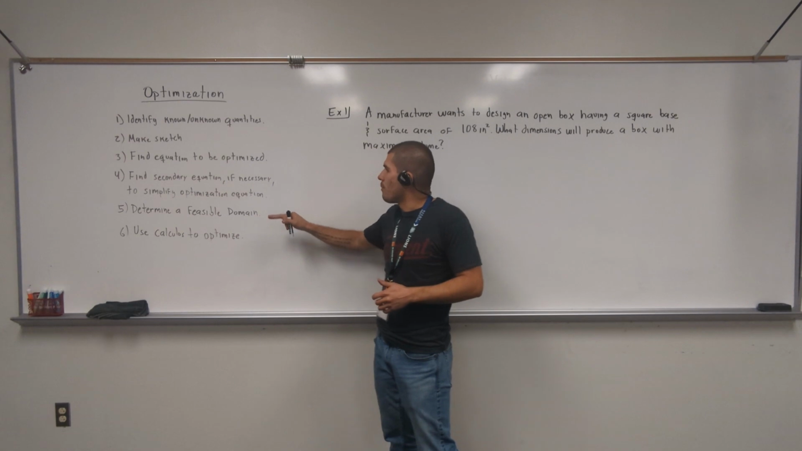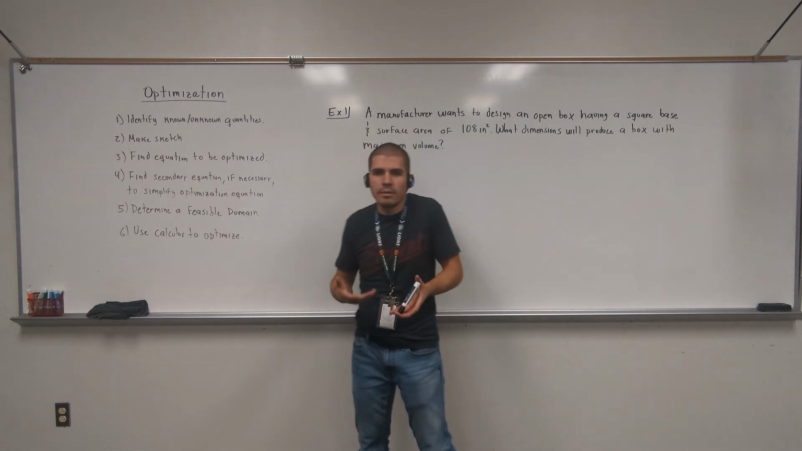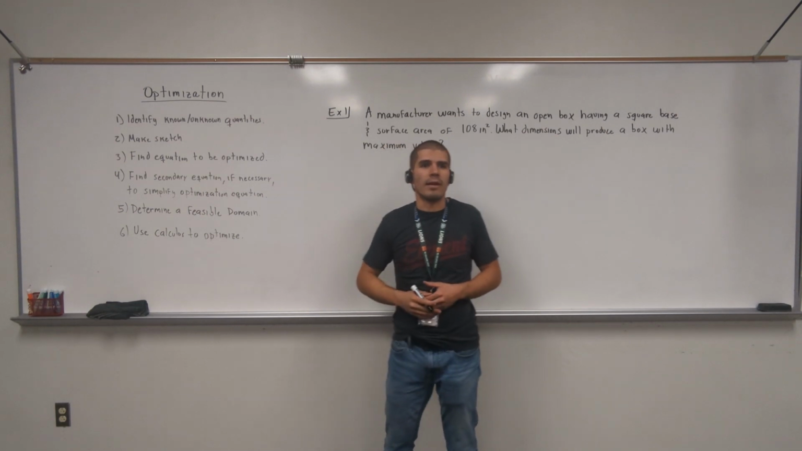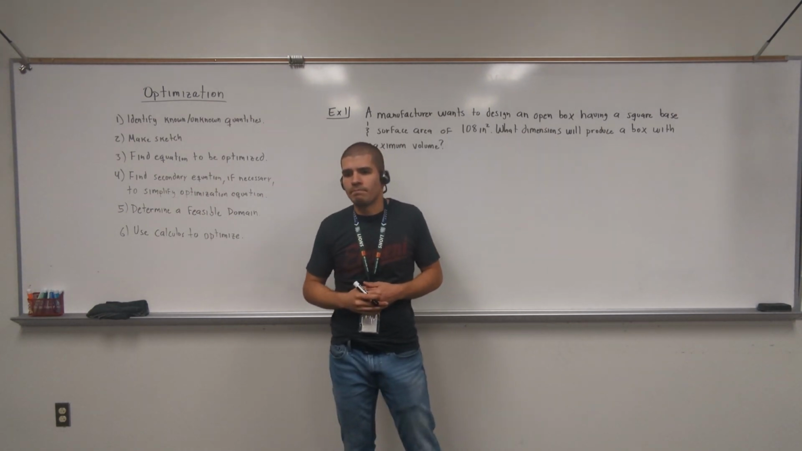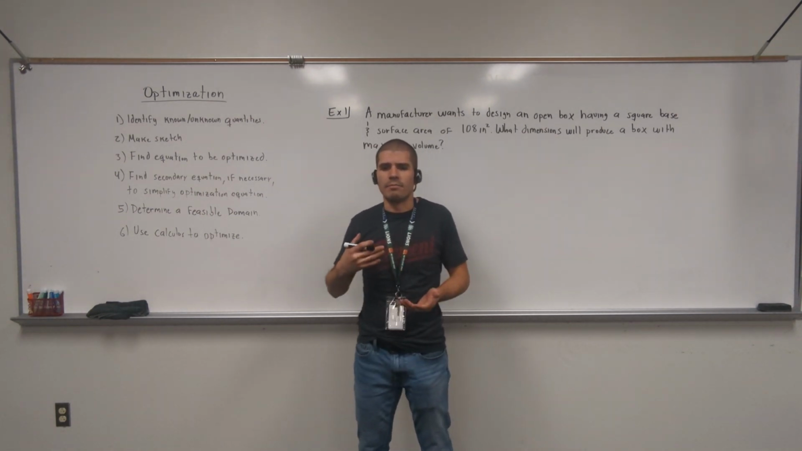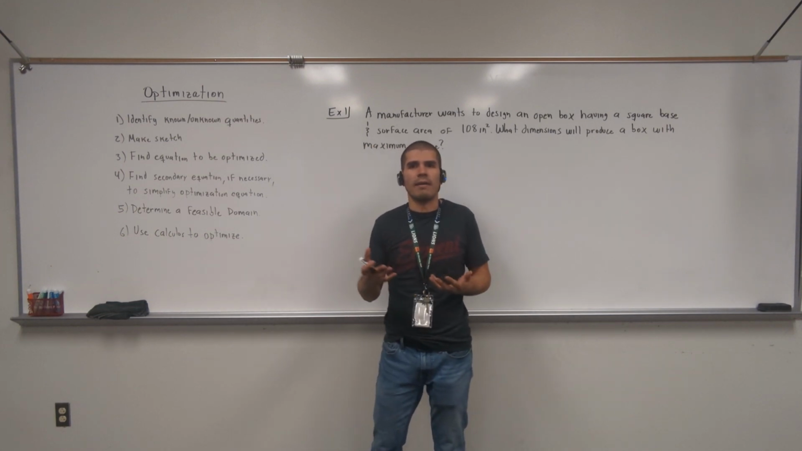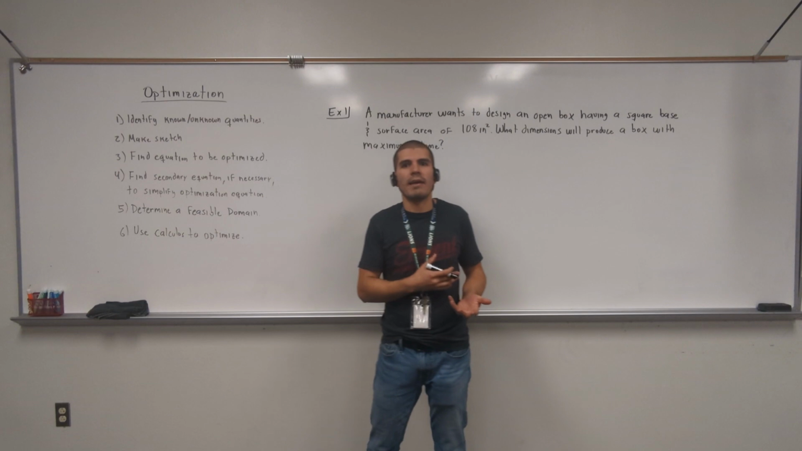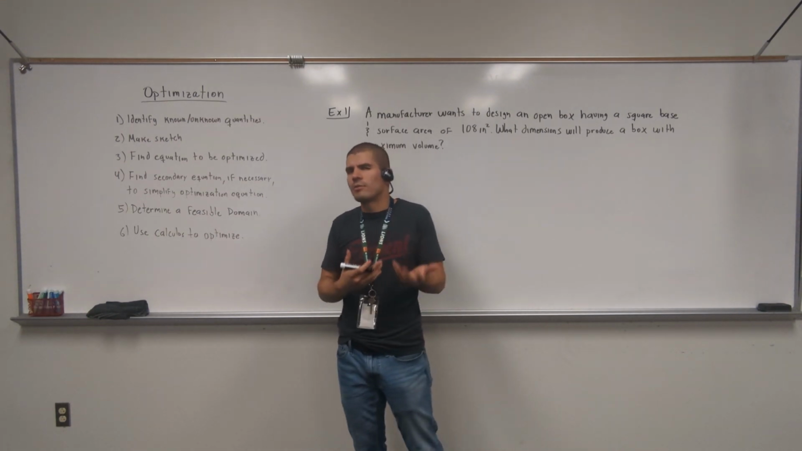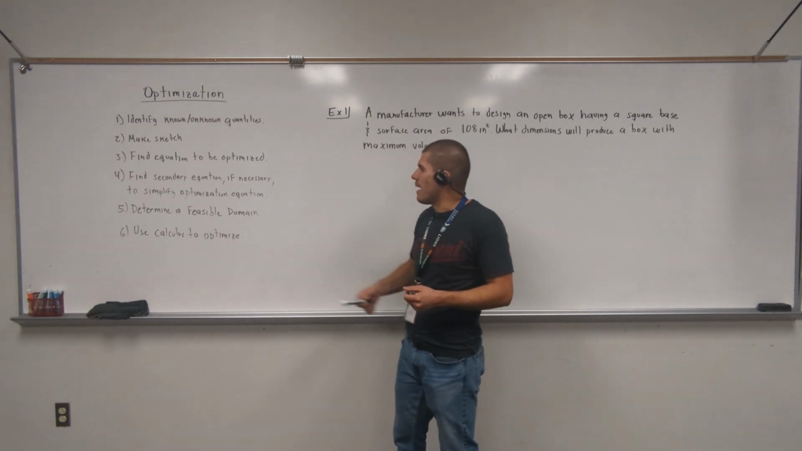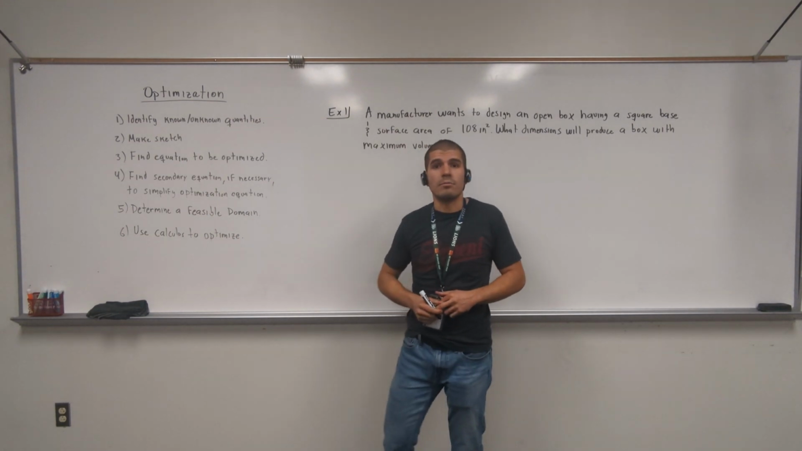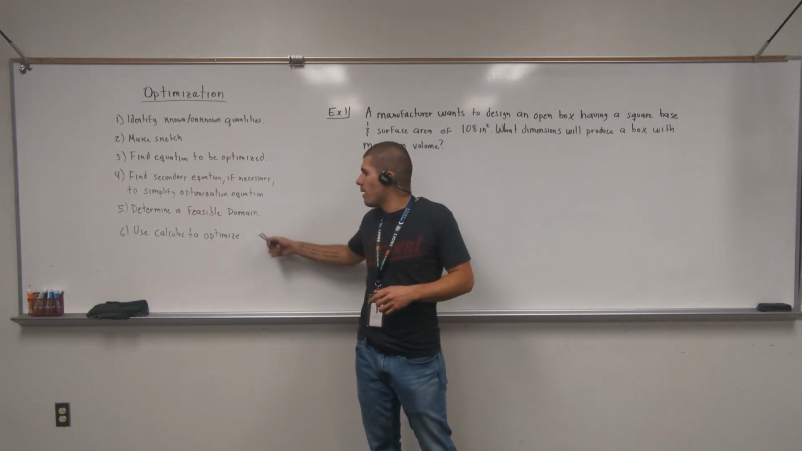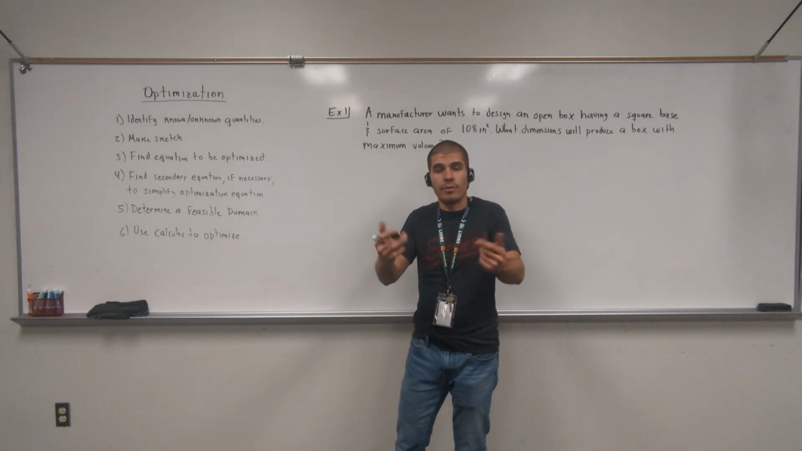Number 5 is, and it's very important because this is a real world application, you need to determine a feasible domain, right? For example, costs and profits. For profits you could have negatives, right? That means you have a loss, but for costs you can't really have a negative. So that's what I mean by that. And then lastly, you're going to use your calculus knowledge, which is to find minimums and maximums. So in this case, using derivatives to figure out what is the best case scenario for the situation.